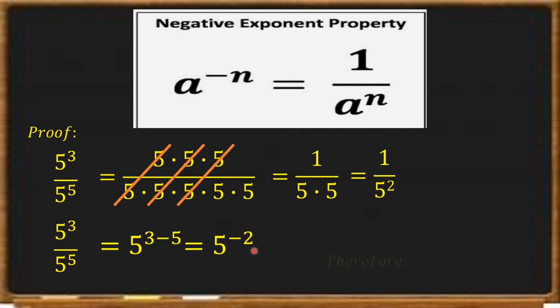So, ibig sabihin, itong dalawa equal. Therefore, 5 raised to negative 2 is equal to 1 over 5 raised to 2. So, parang ganito siya. A raised to negative n is equal to 1 over a raised to n. Ang a natin dyan, 5. Ang negative n natin, negative 2, is equal to 1 over ang a natin, 5, at ang n natin, naging positive 2. Okay, so, yan ang naging forma niya. So, ibig sabihin, this is proven already, na ganito talaga ang effects ng negative exponent.